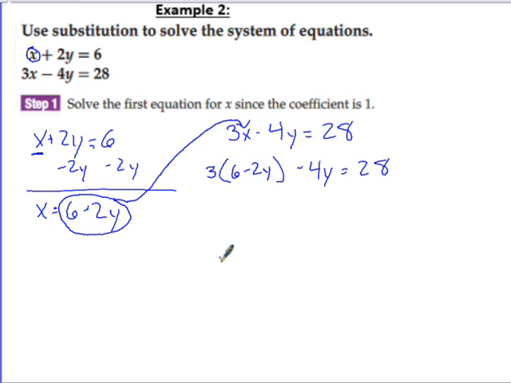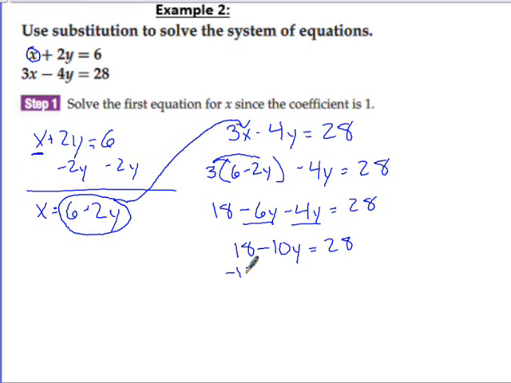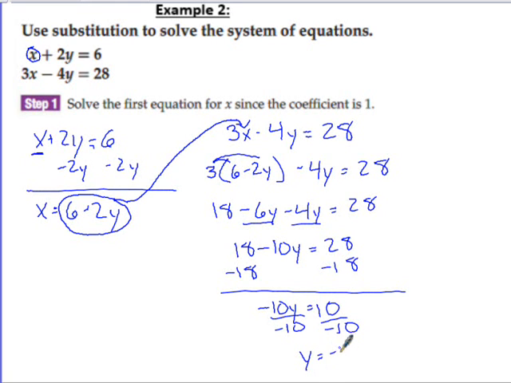Now, again, all I have in this equation are y, so this is an equation that we should all know how to solve. I'm going to distribute first. So I have 18 minus 6y minus 4y equals 28. I can combine like terms here, so 18, negative 6 minus 4 is negative 10y equals 28. I'm going to subtract 18 from both sides. Now I have negative 10y equals 10. Divide both sides by negative 10, and y equals negative 1.